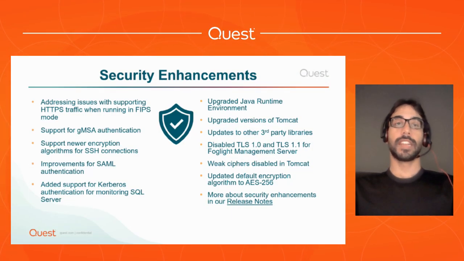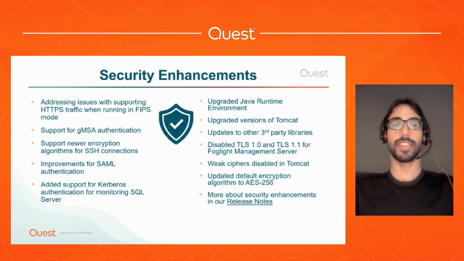For some of the security enhancements in recent releases, new versions of Foglight and the Foglight agent managers will usually ship with a new version of the Java runtime environment, including vulnerability fixes since the last release. There are also new versions of Tomcat that can be included. We also have third-party libraries such as Log4j, Spring, Apache that may be upgraded in between releases.